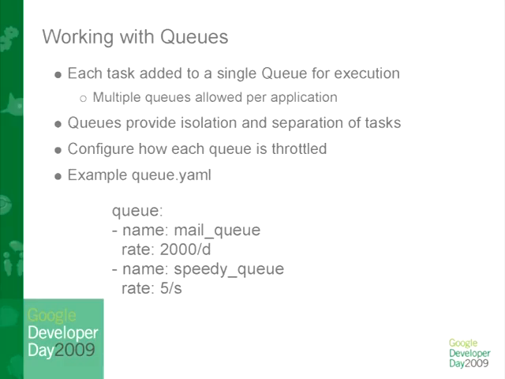So people always ask me, oh, and this is an example of a queue YAML. This is how you configure queues. You give it a name and then the maximum rate. So you can have very slow queues, like a mail queue, or very fast queues.